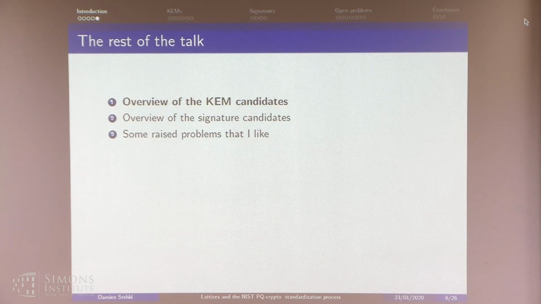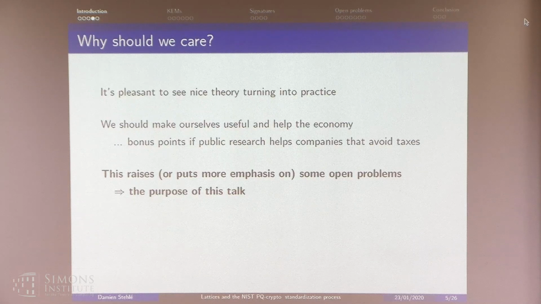I mean, your list of reasons doesn't include that we should find secure post-quantum crypto. Sure, for number 2. No? Oh.